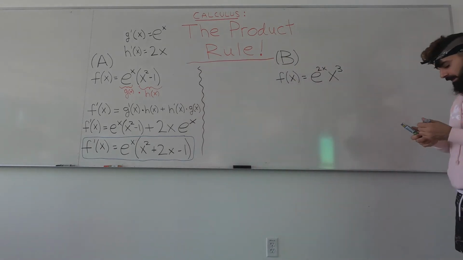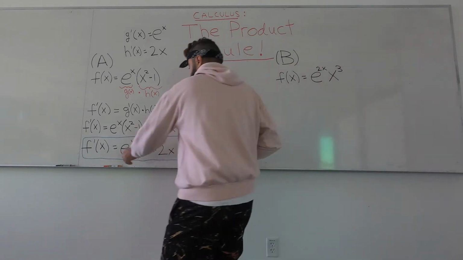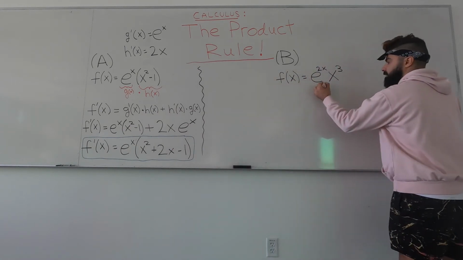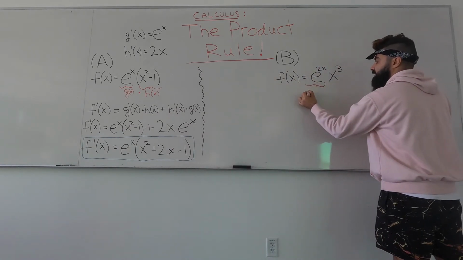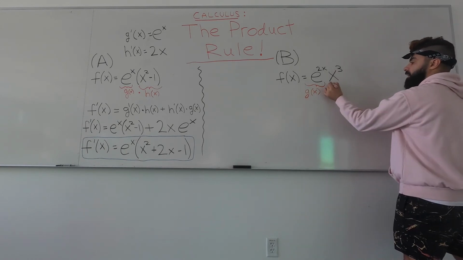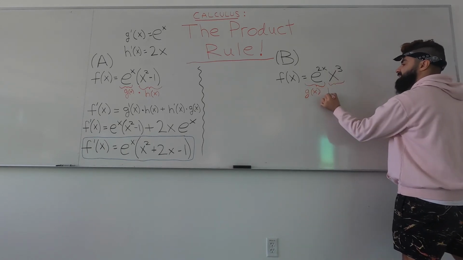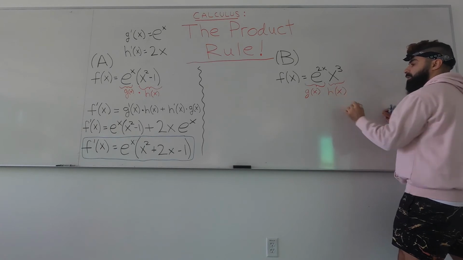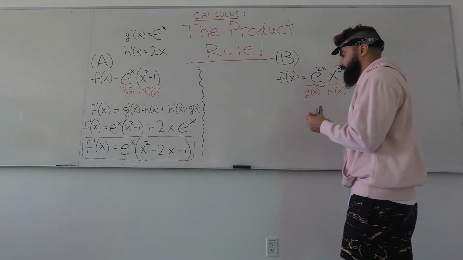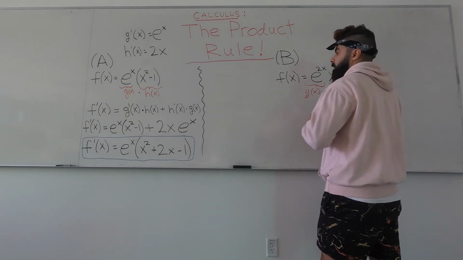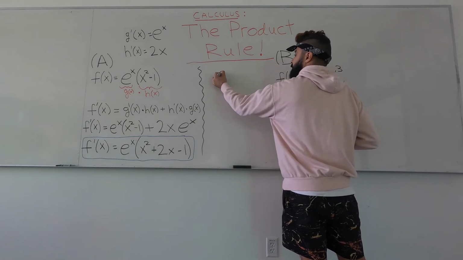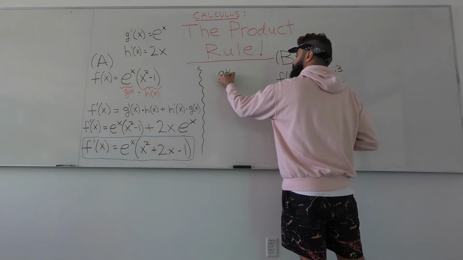For this one, if you notice, my g of x is e to the 2x. My h of x is x cubed. All right, so let's go ahead and take some derivatives on the side. Let's say g prime of x.